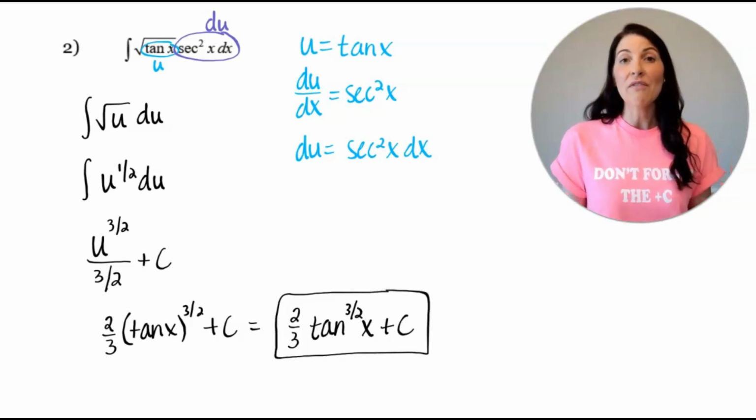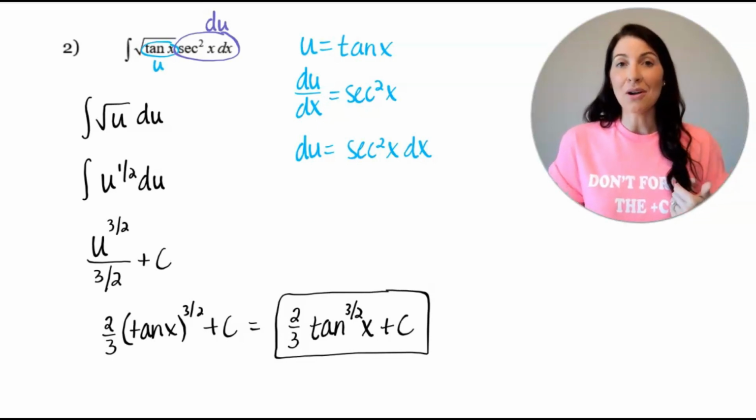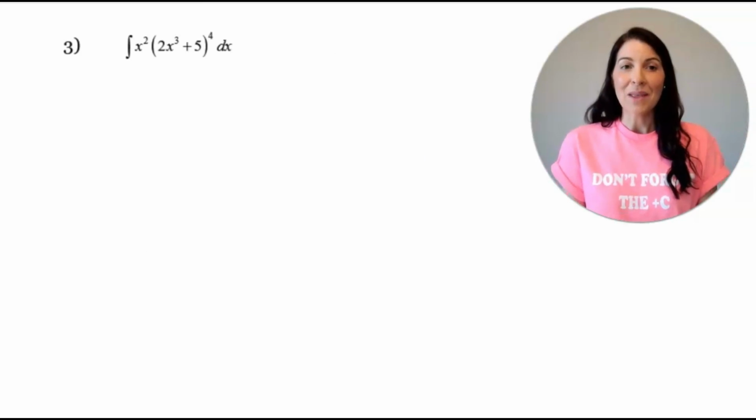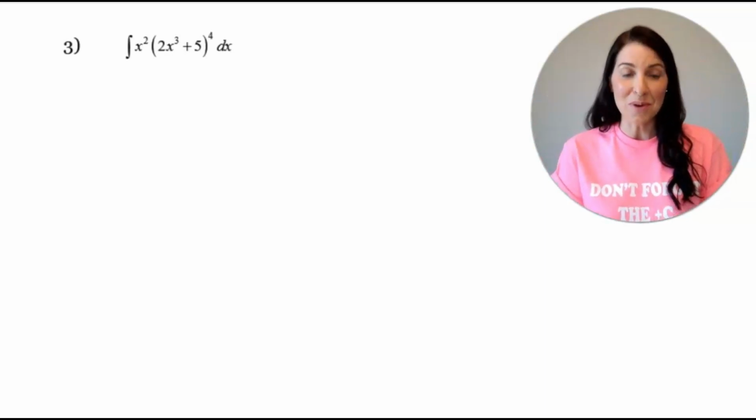So far we have found our u underneath a radical and then also inside of parentheses. Let's take a look at example 3. I'm going to use the strategy where our u is going to be what is inside of those parentheses or inside those grouping symbols.